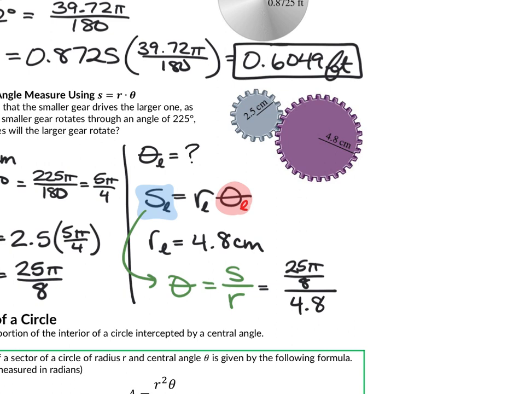So we can just throw that into a calculator. Yes, it's a fraction within a fraction. If you're doing it by hand, you would keep, change, flip. But at the end, we're going to be doing a calculation anyway. So if we evaluate this, throw it into a calculator, we would do 25 pi over 8, all divided by 4.8. We should get 117.1875 radians.